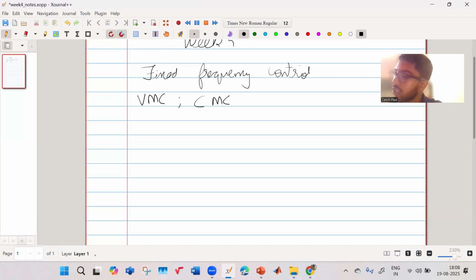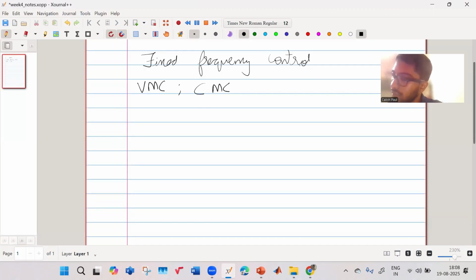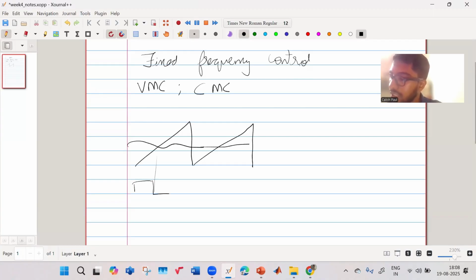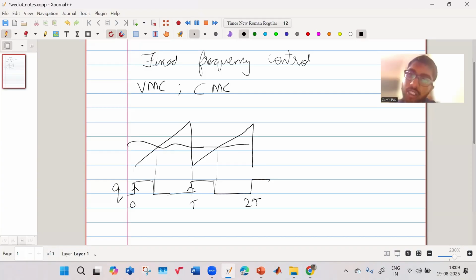So in voltage mode control, what do we have? We have a sawtooth, and we compare it with some reference. And this will generate our gate signal. If you see in this technique, it is always turned on at 0, T and then at 2T. So the rising edge is fixed.